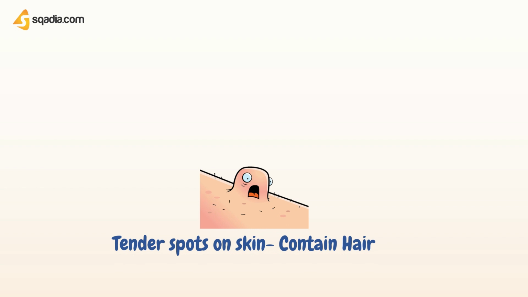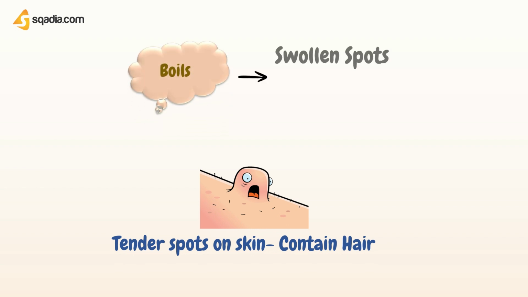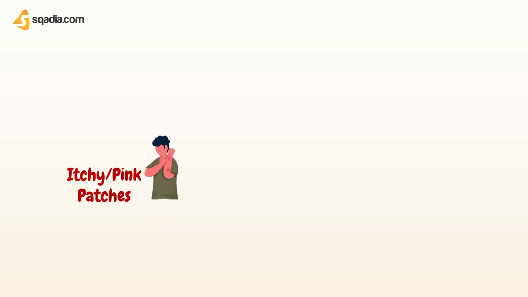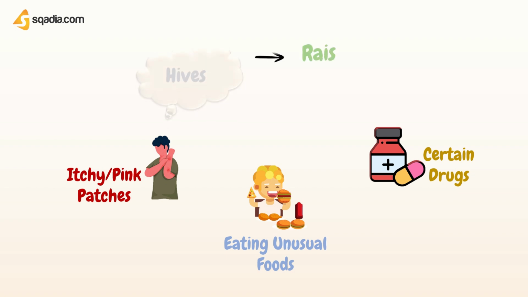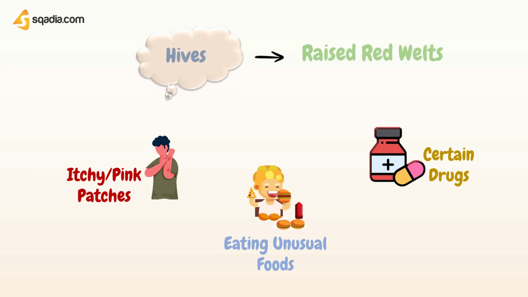Now, if your patient is having tender spots, normally found in skin regions that contain hair, then these symptoms might be caused by boils, which are swollen spots caused by a bacterial infection of a hair follicle. But if your patient has itchy and pink patches of skin, which may occur after eating shellfish or unusual foods, or after taking certain drugs, then these symptoms might be caused by hives, which are in fact raised red welts on the skin surface.